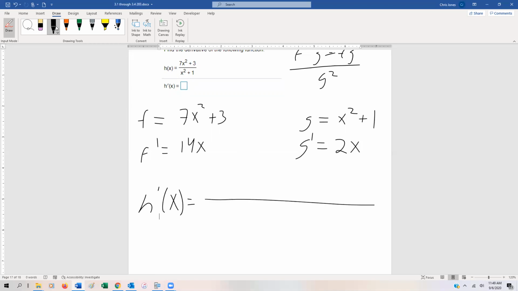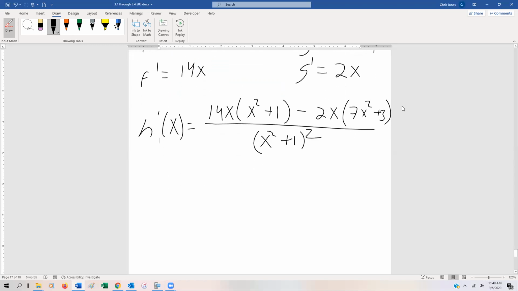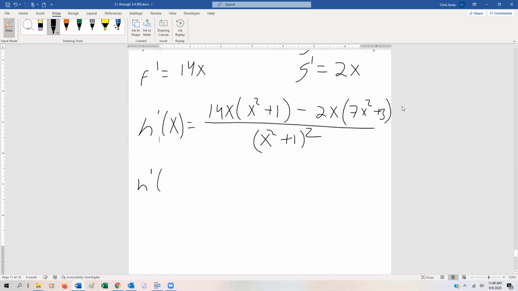So that's going to be equal to 14x times f prime g, x squared plus 1, minus, remember we swing that g in front, 2x times 7x squared plus 3, and then we're going to divide it by x squared plus 1 squared. Now, we do have to distribute in the numerator, so we're going to simplify this.